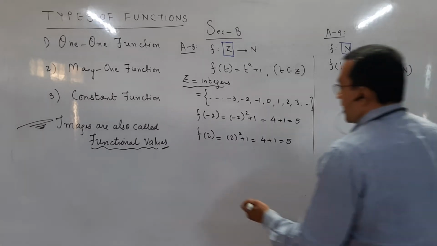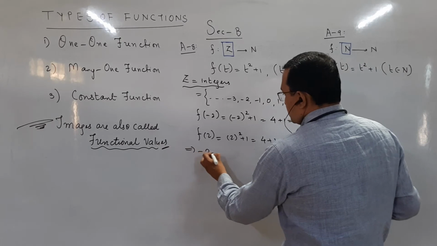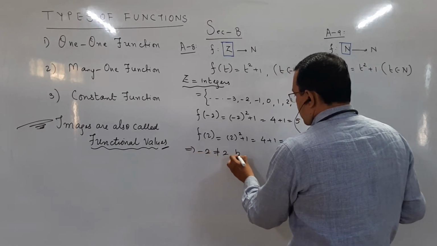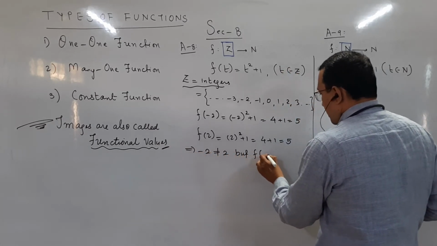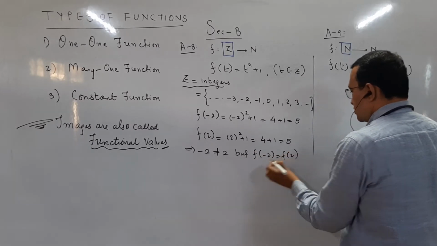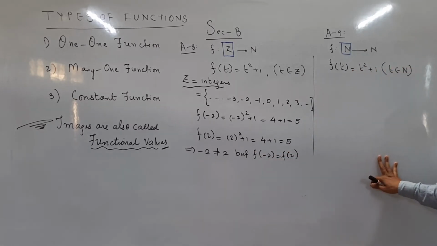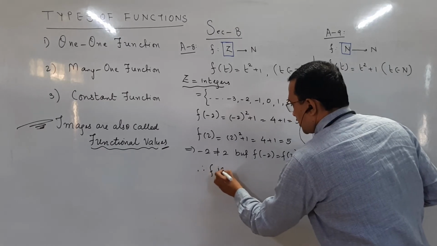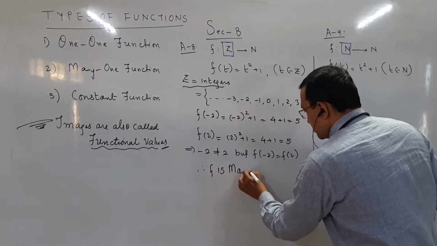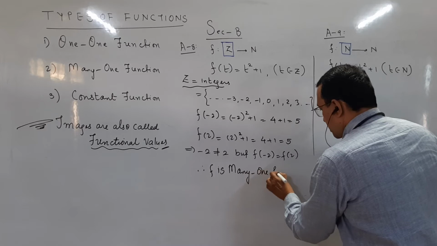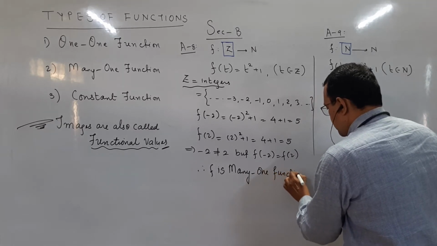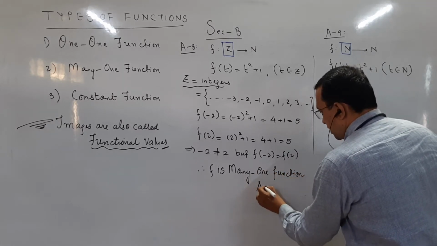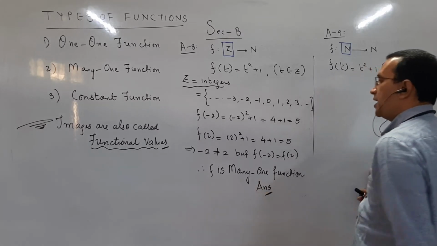So element minus 2 is not equal to 2, but image of minus 2 is the same as image of 2. So for two distinct elements of domain, their images or functional values are the same. Therefore, according to the definition, f is a many-one function. This is our final answer.